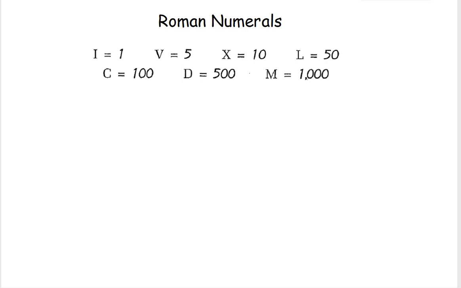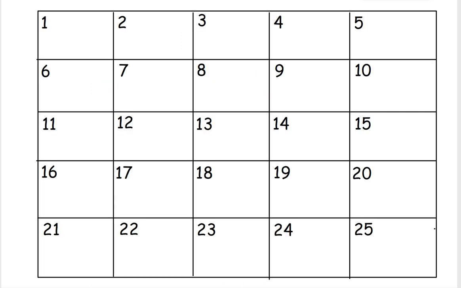Now, the Romans used 7 symbols when they wrote their numbers. The symbols they used were I, V, X, L, C, D, and M. So I means 1, V is 5, X is 10, L is 50, C is 100, D is 500, and M is 1000. The Romans did not have a symbol for 0. All of our counting numbers can be made using these symbols. So we're going to start off by writing the Roman numerals from 1 to 10.